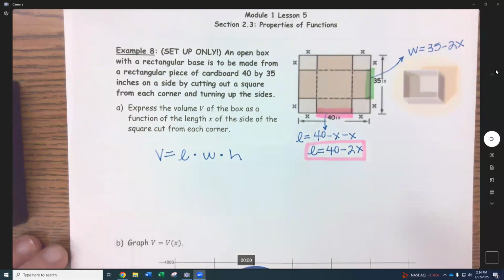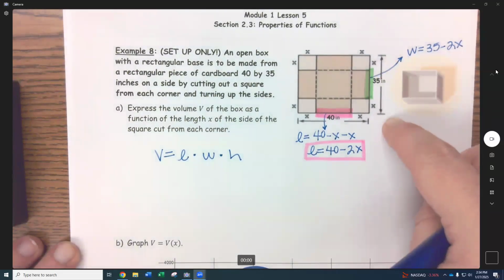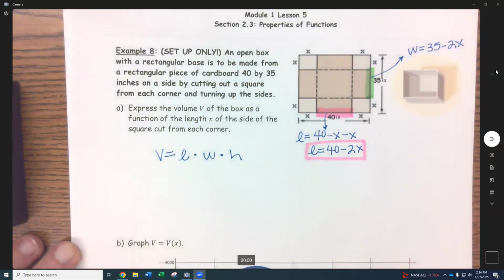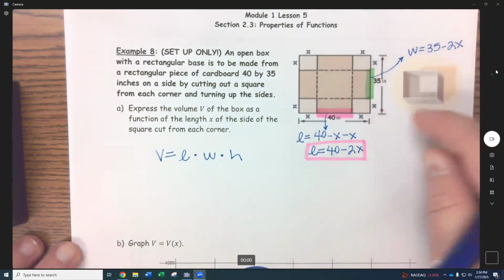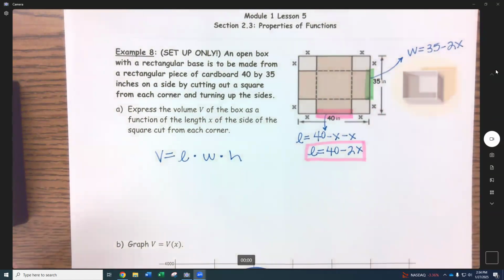Okay, so again, if I'm cutting out 2 inches here, now I'm doing 35 minus 4, right? If I'm doing 3-inch squares, we'll be doing 35 minus 6. Okay, so it gives me my width.